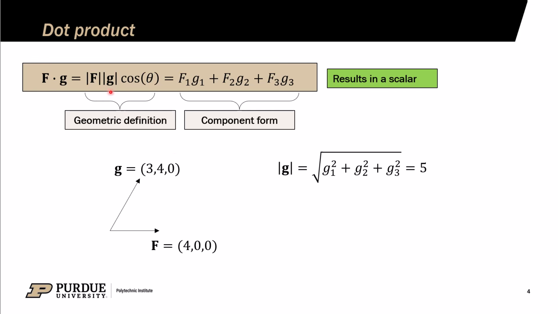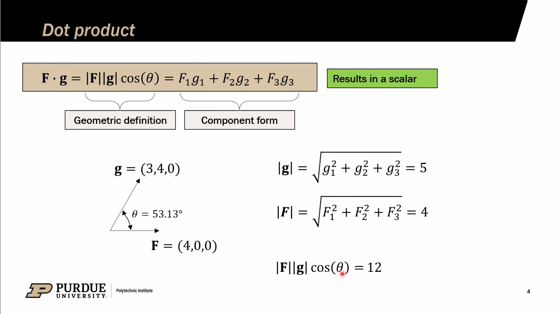So to take the geometric definition, we need the magnitude of each vector, and we also need the cosine of the angle between the two vectors. So the magnitude of g: take g1 squared plus g2 squared plus g3 squared, and take the square root of that sum. I can tell this is a 3, 4, 5 triangle, so I know my magnitude is 5. And the magnitude of vector f is 4. The angle between these two vectors is 53.13 degrees. So I can just go ahead and plug these numbers in, and I get a result of 12.